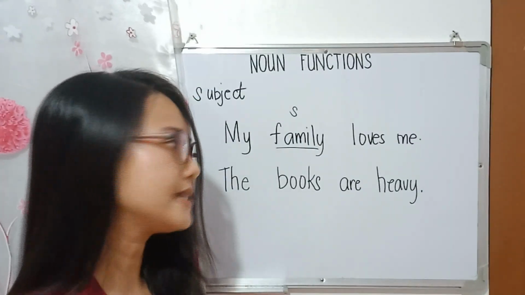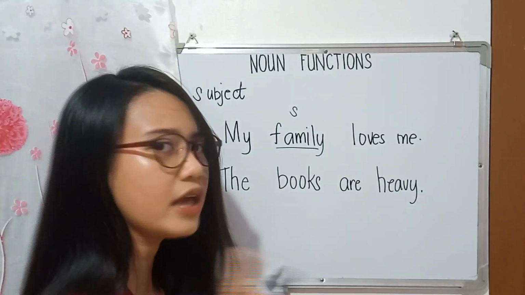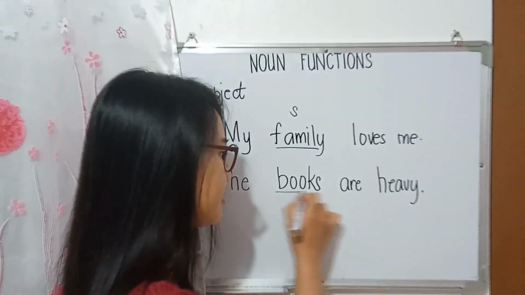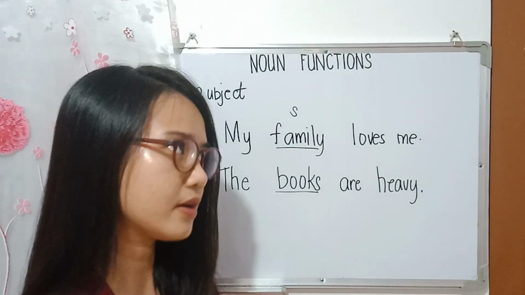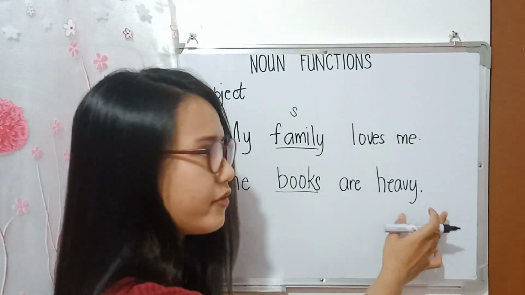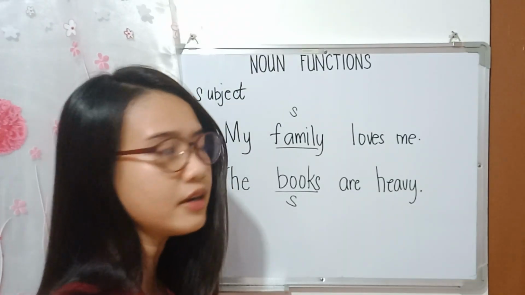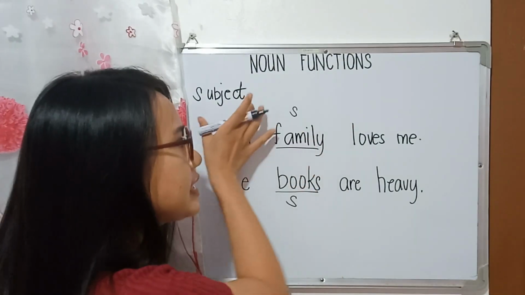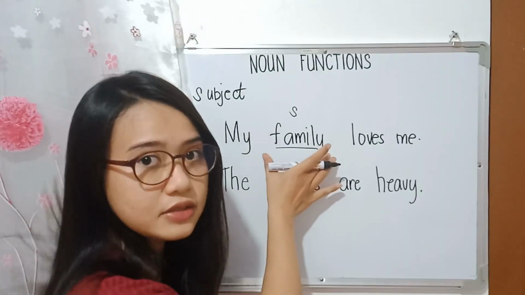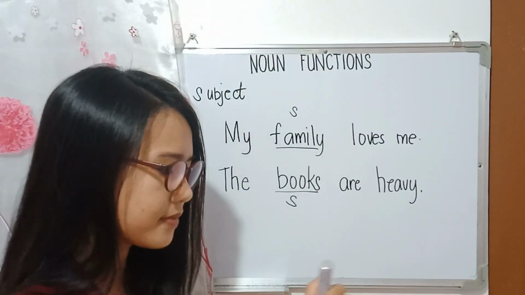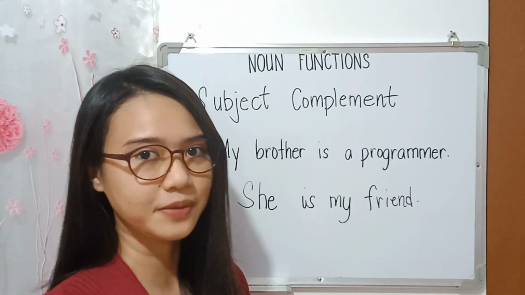In the second sentence, the books are heavy. We only have one noun also, and that is books. Since we are talking about books here being heavy, this is identified as a subject. So it's very clear, a noun functions as a subject when it is the one being talked about in the sentence. Next is a subject complement.